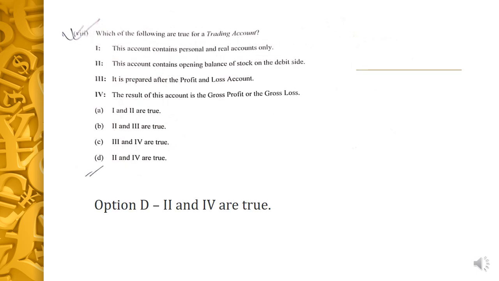Here it's written in the first statement that this account contains personal and real accounts only, but this is true for a balance sheet and not for a trading account. Trading account includes only nominal accounts. Statement 2 is that it contains opening balance of stock on the debit side, that is the opening stock, which is true. It is not prepared after the profit and loss account, it is prepared before the profit and loss account. So 3 is false. And the fourth statement is true. So the answer will be option D.